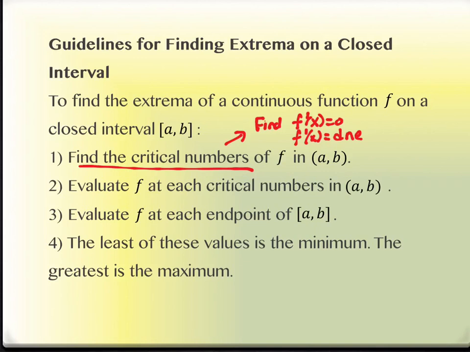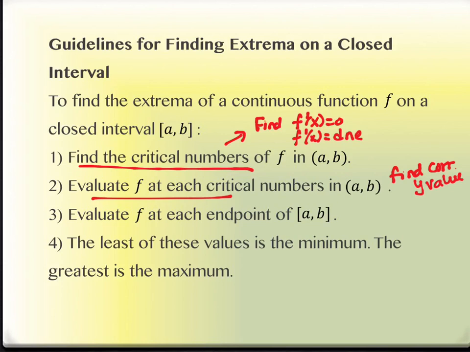Step 2 is that I evaluate them at those values. So I find out it happens at x equals 5. Okay, what's the y value there? It happens at x equals negative 3/4. Okay, what's the y value there? So step 2 is find the corresponding y value, or f of x value.